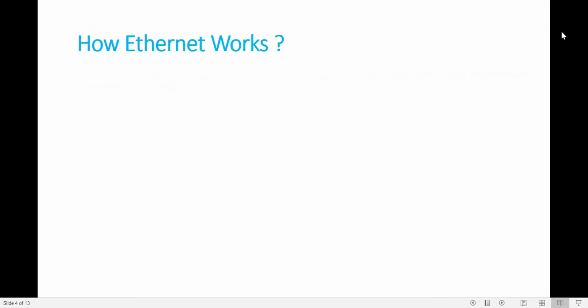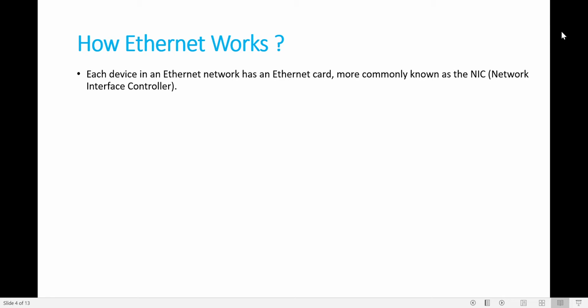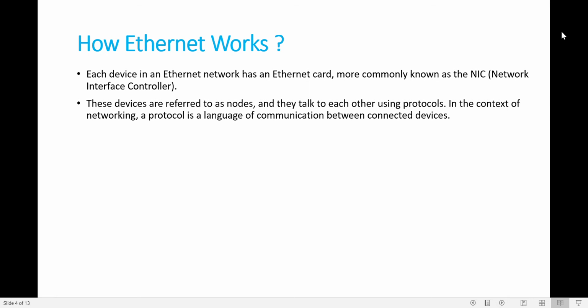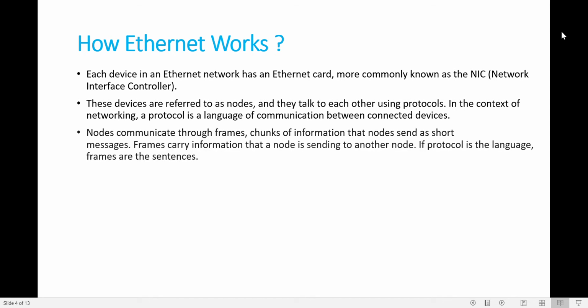Now, let's see how Ethernet works. Each device in an Ethernet network has an Ethernet card. It is more commonly known as Network Interface Controller, that is NIC. These devices are referred to as nodes and they talk to each other using protocols. In the context of networking, a protocol is a language of communication between connected devices.